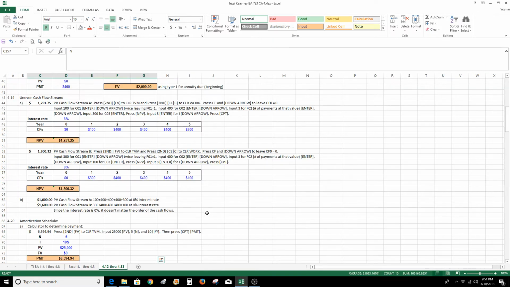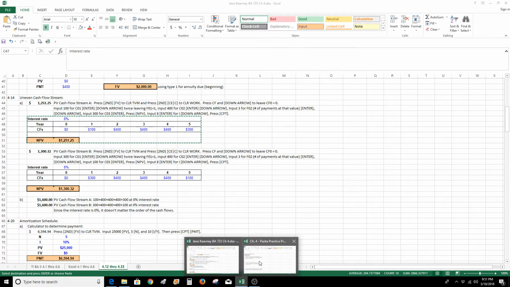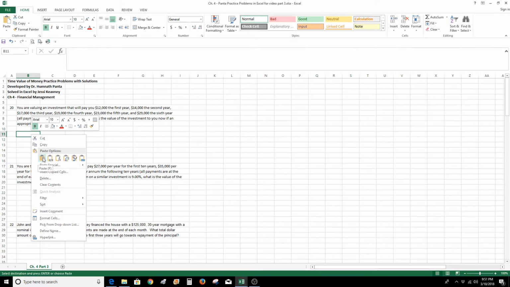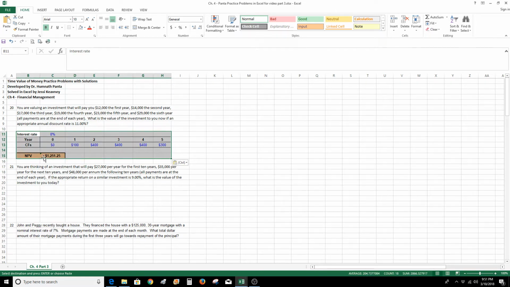So the first thing we want to do is go to a problem that has the cash flows written out where you can have different cash flows. So we're going to copy that, come back over here, right click, paste, and we need 6 years. So we're just going to copy this out so that we can have 6 years.